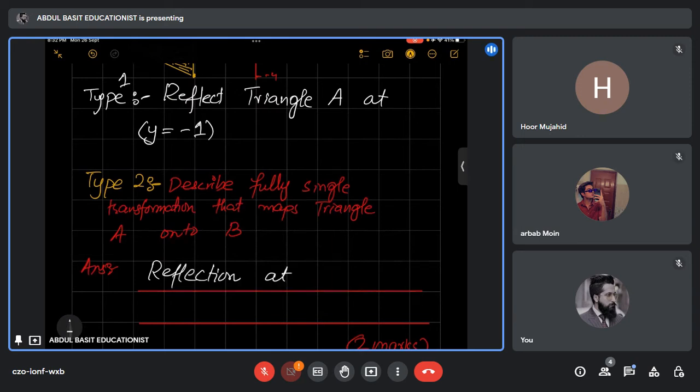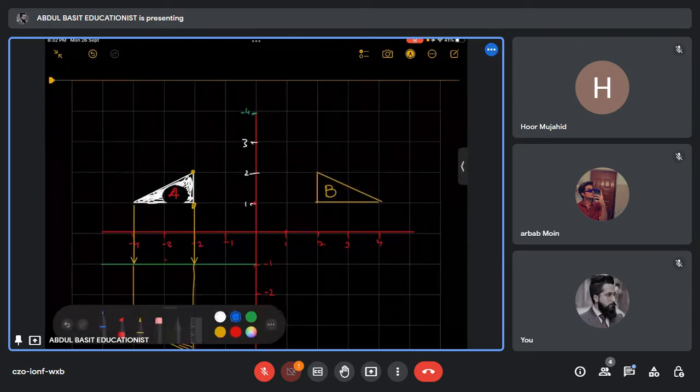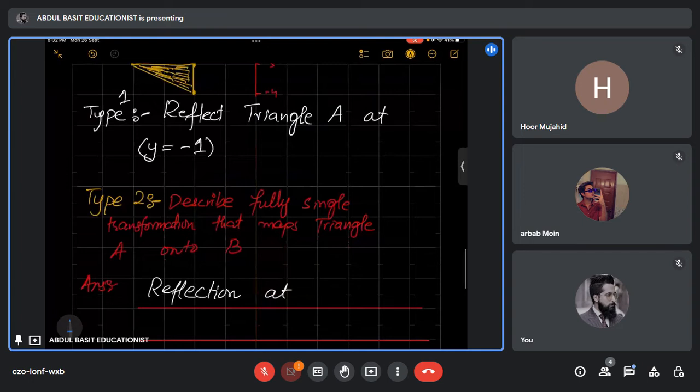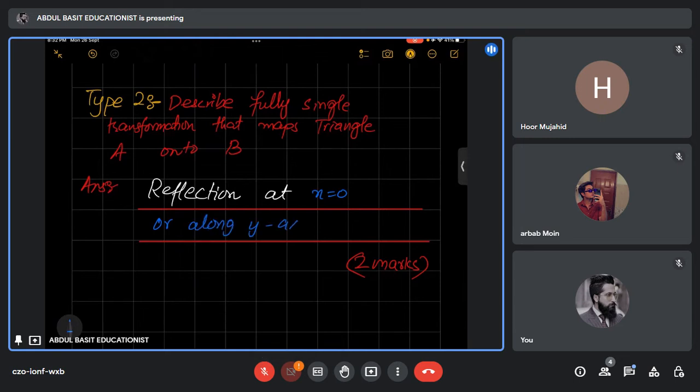Now let's find out the mirror line. Let's count the boxes, and the mirror line would be in the center. For example, there are 4 boxes, so it means that this line is my mirror line. Agree? And this line is the y-axis, and the equation of the y-axis is x equals 0. So you can say that it is reflection at x equals 0 or along the y-axis. You can write 2 things.